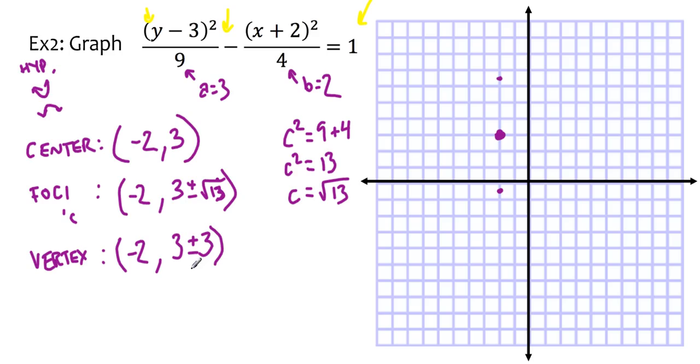So we get -2, 3 plus 3 is 6. And 3 minus 3 is 0. So here are our two vertices, excuse me: -2, 6 and -2, 0.